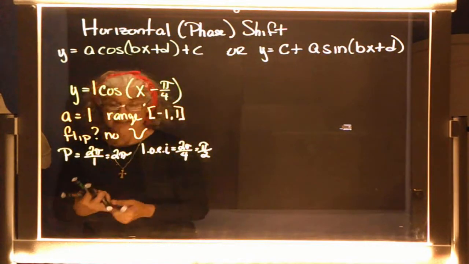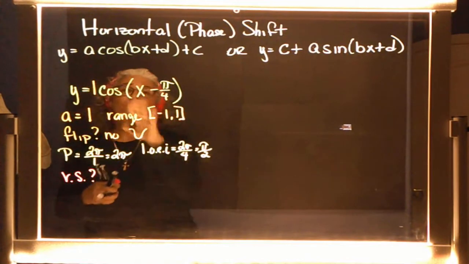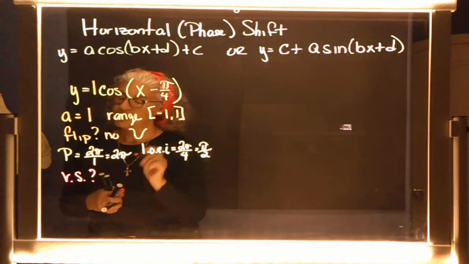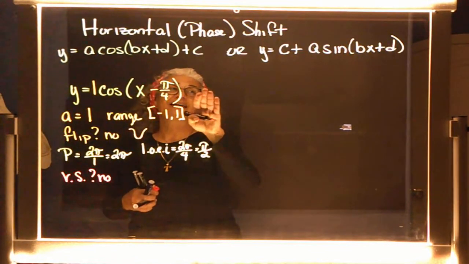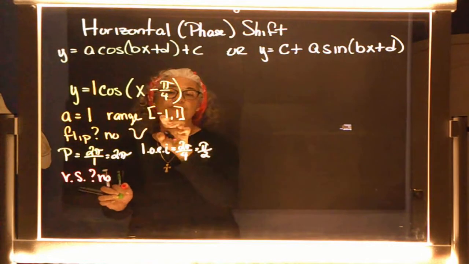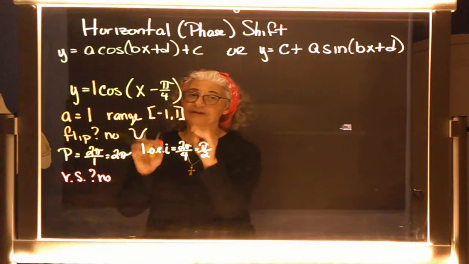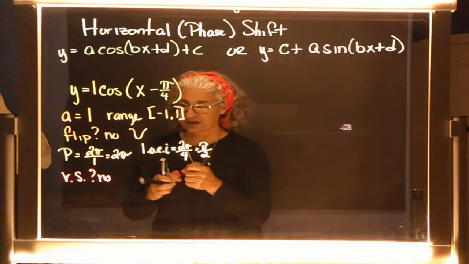The next thing we identify is a vertical shift. Do I have a vertical shift? No. There's nothing added at the end. There's nothing added at the beginning, so there's no vertical shift, which means my range is still going to be from -1 to +1 inclusive. So yay for that, okay?